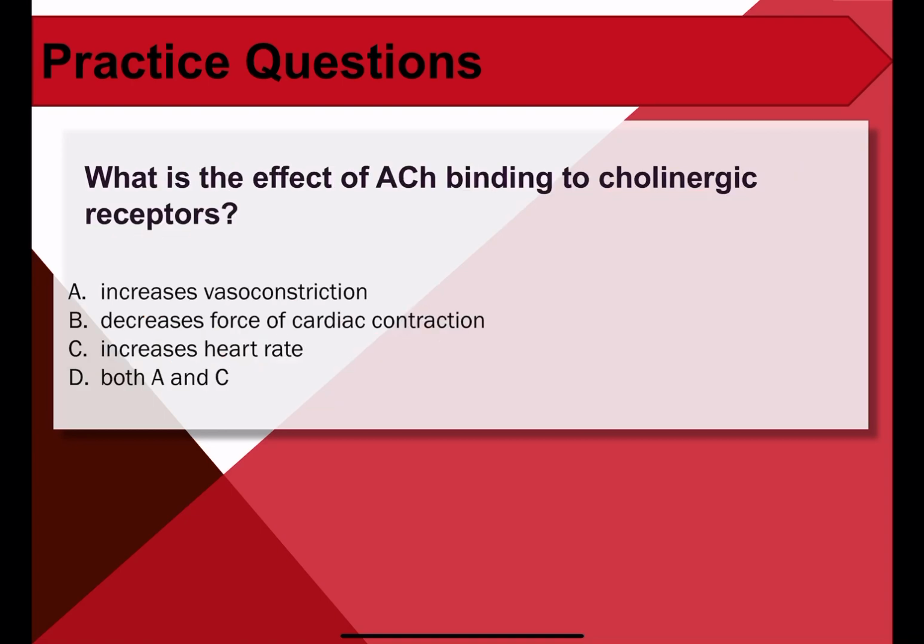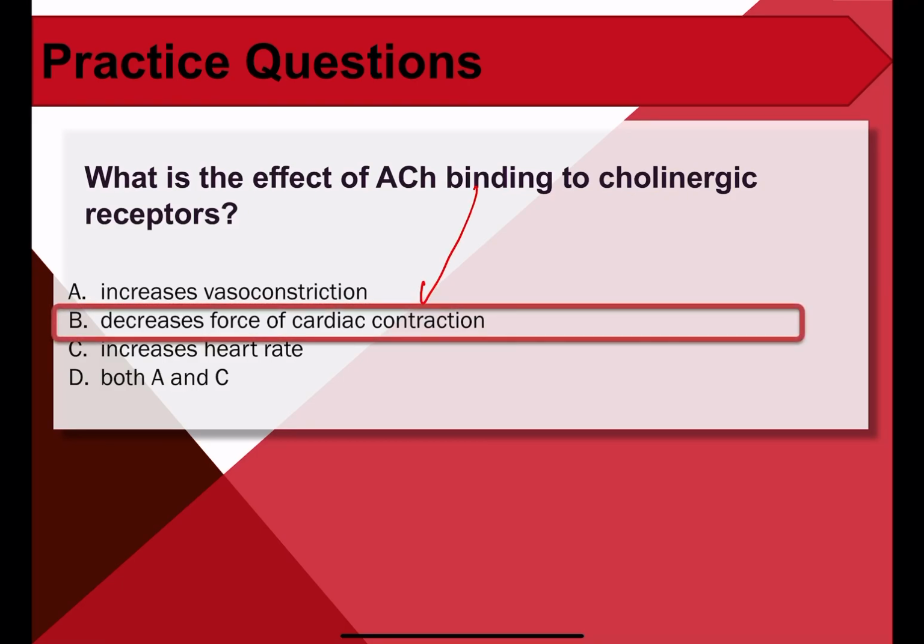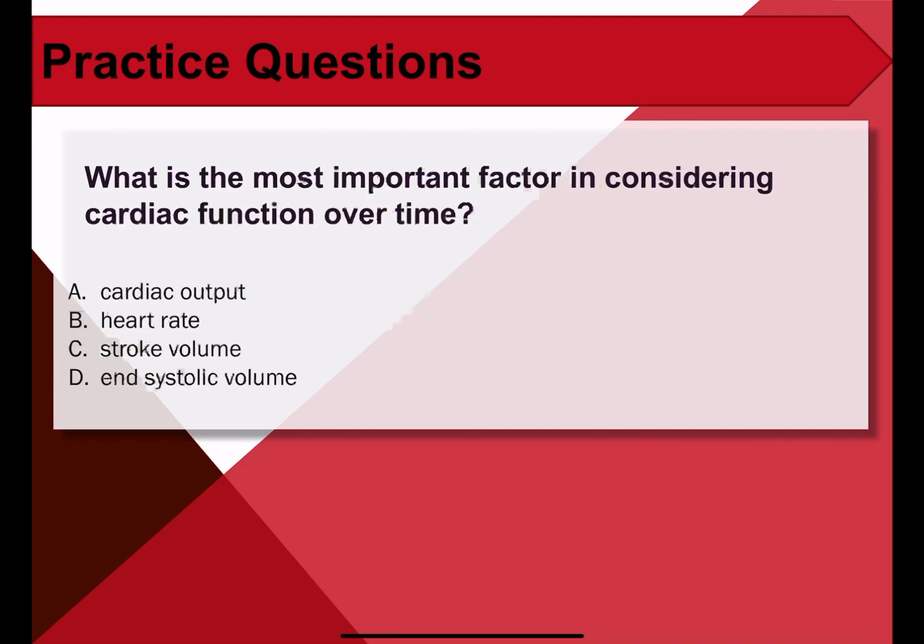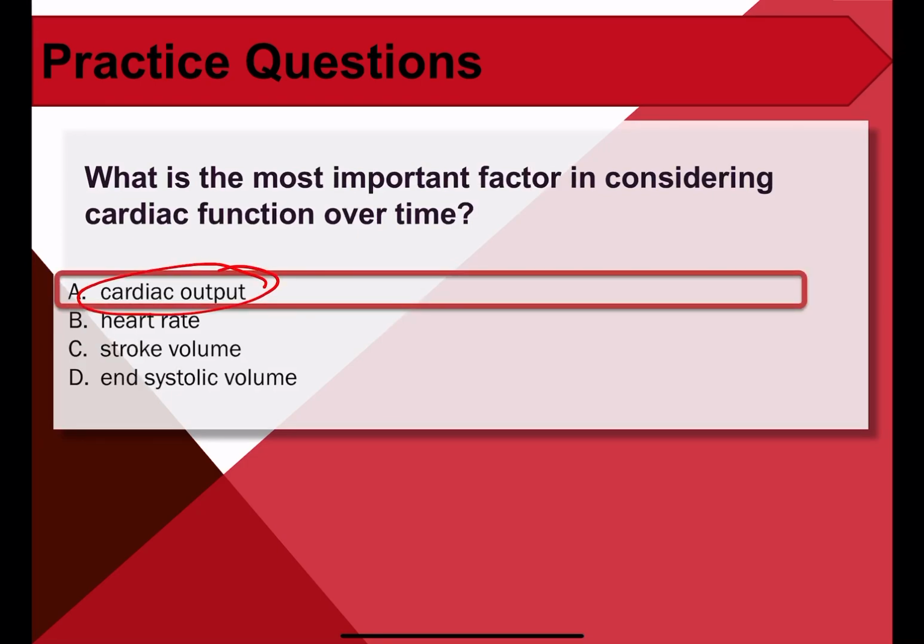What is the effect of acetylcholine binding to cholinergic receptors? This will decrease the force of cardiac contraction, which decreases heart rate. So this is what I was talking about. You should know which neurotransmitter causes what and what happens to the heart. Norepinephrine is the other one, which will increase heart rate instead. What is the most important factor in considering cardiac function over time? Cardiac output, of course. That's all we talked about in the latter half of the lecture.